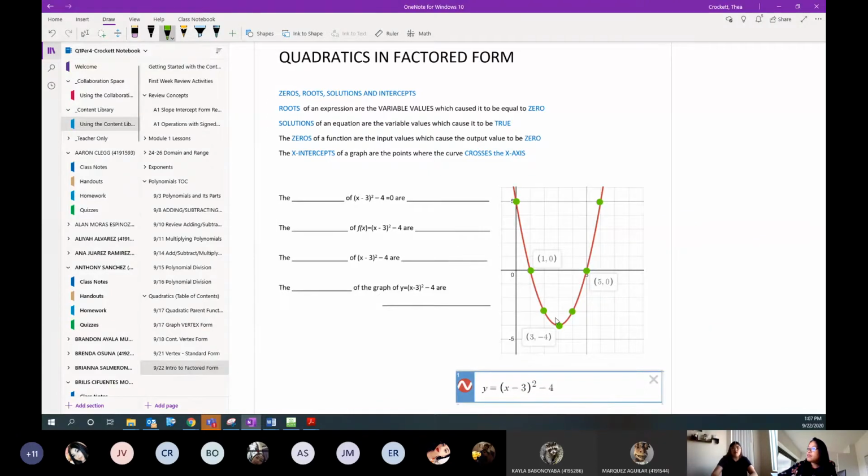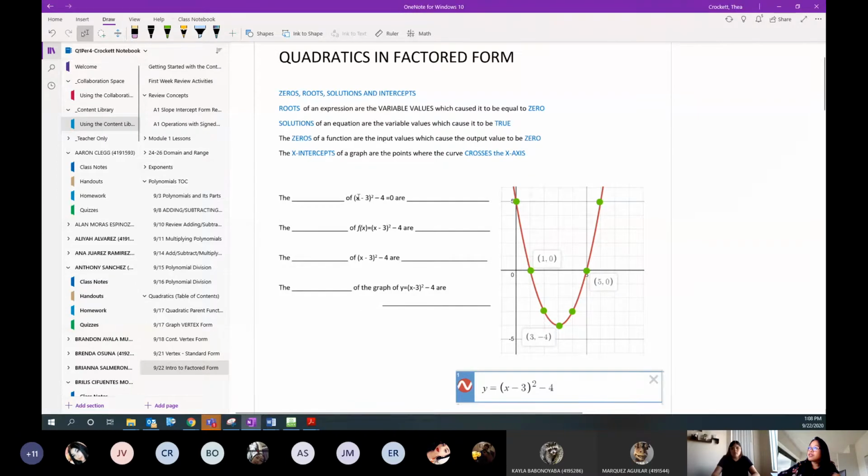Now that we came from the vertex, as we graph this, we are crossing the x-axis. This graph crossed the x-axis exactly at 2 points, and that's what we're going to be focusing on today. Those 2 points are going to be inside the parentheses, and we're going to be solving for those. So if we're going to write down the first answer, we're just going to be talking about the x's.